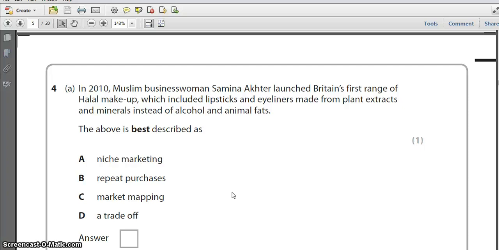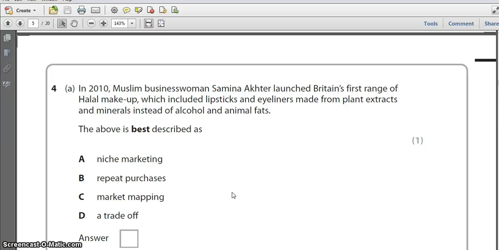It's niche marketing. It appeals to a small part of a larger market. So define niche marketing: it is when a product is aimed at a small part of a larger market in which all the consumers share similar characteristics or wants. In this case, the makeup is targeted at those who want halal-based makeup instead of the more traditional methods used to make the makeup. There's not a lot of people, I would say, that are that bothered about that type of thing. So it is a niche market. Demand for it is not going to be very, very high compared to the mass market.